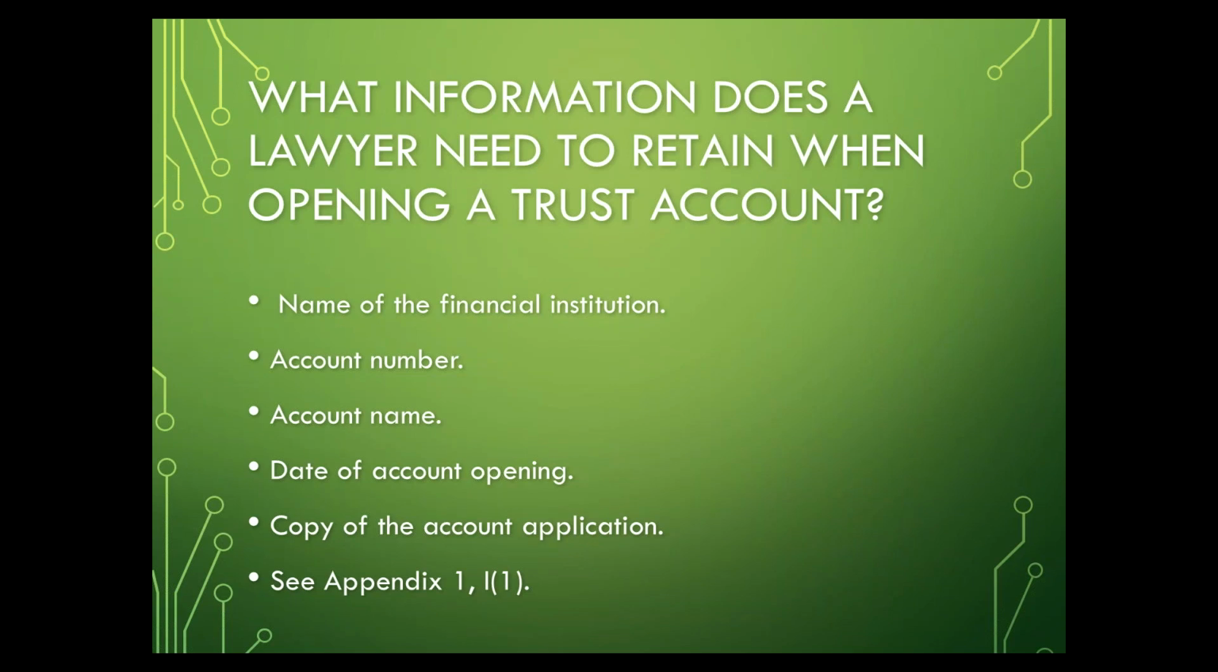Okay, so what information do you need to have when you open a trust account? You need the name of the financial institute. You need to verify that it's an approved financial institute. You need the account number. You need the account name, the date of the account opening, a copy of the account application, and you should also maintain a record showing whether the account is pooled or whether it's an individual account, including the client's name if it's an individual account.